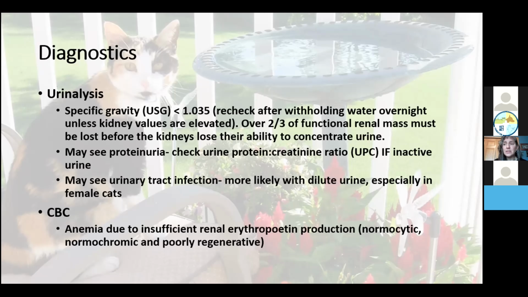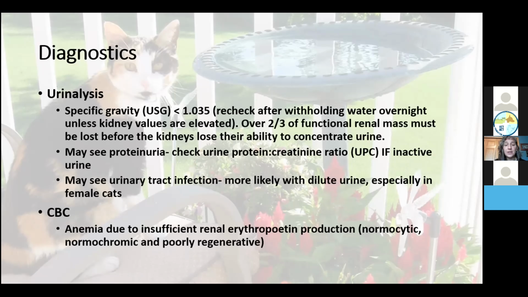For the UPC to be diagnostic, the urine sediment must be inactive, because the presence of red blood cells and white blood cells will falsely elevate this value. You don't want to trust the urinalysis test strips for this, because they can give you false results. You need to look at the sediment under the microscope.